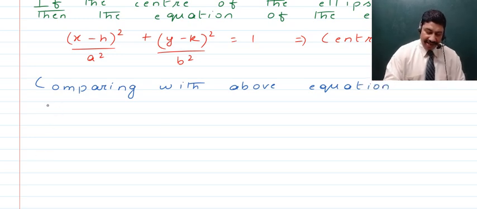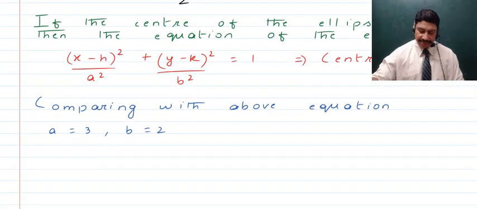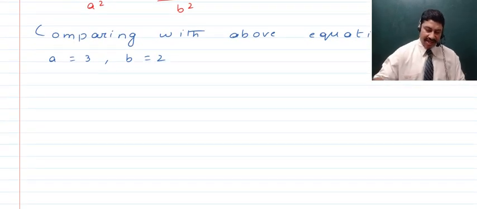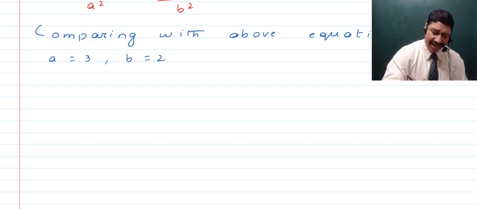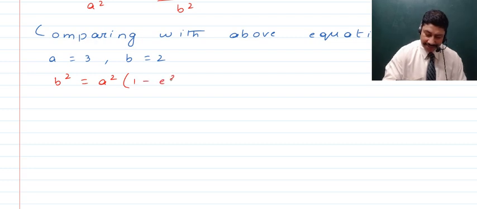We have the value of a, which has come to 3, and we get the value of b, which has come to 2. Am I right, Samriddhi? Right. So these are the values of a and b that we've got. Now after having this, we have a relation between a, b and e. We discussed it just now, that is b square is equal to a square times 1 minus e square.